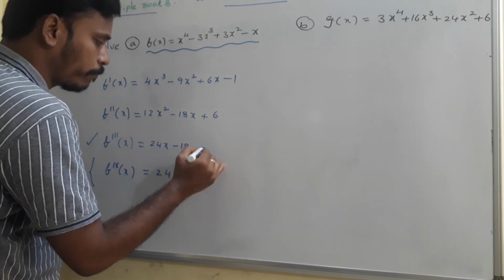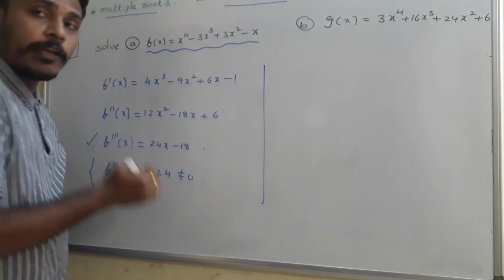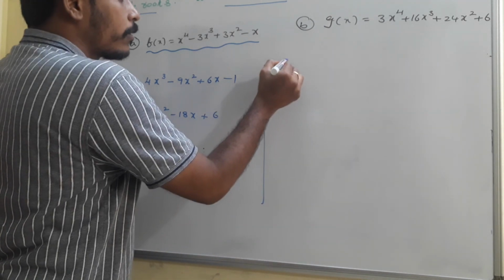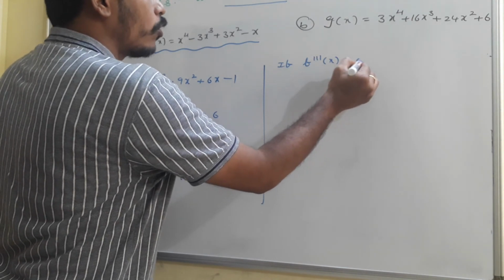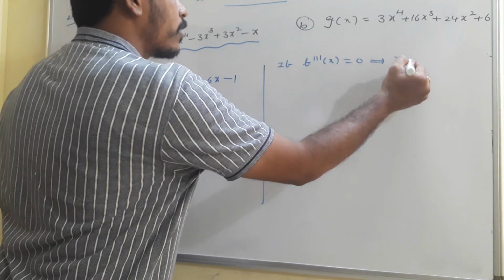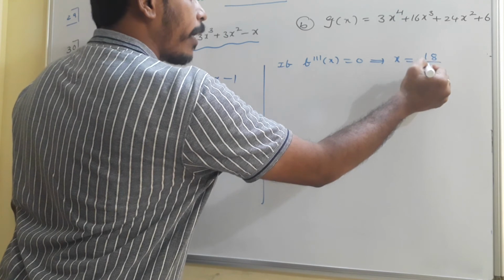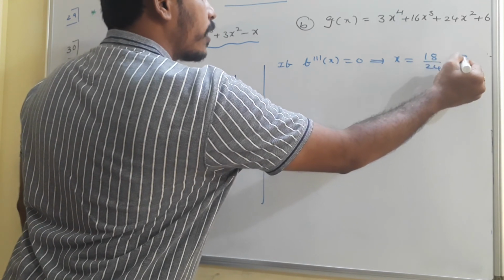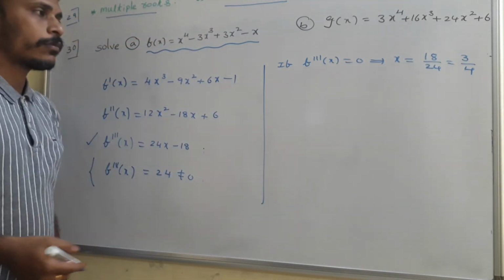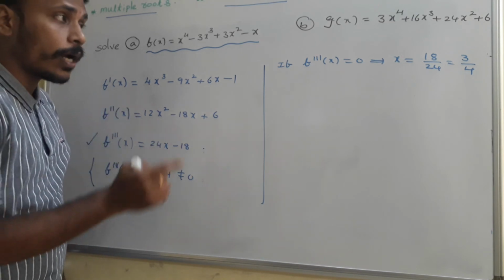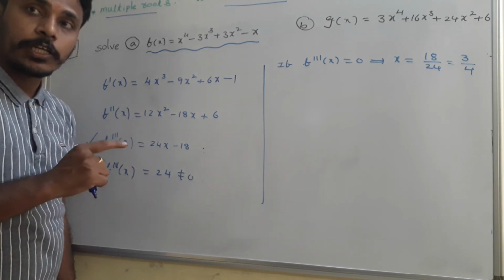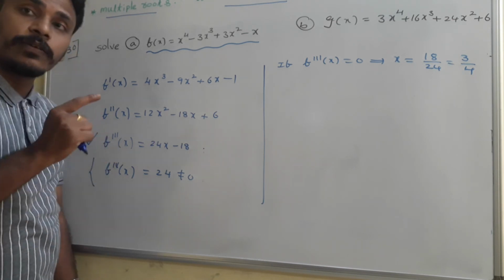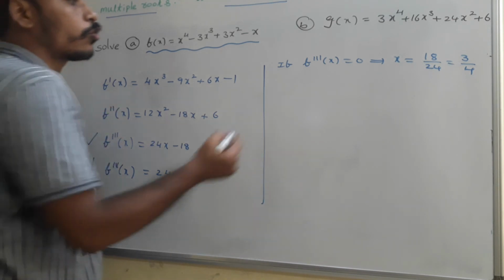See if it is 0, okay, if f triple derivative of x is equal to 0, then the value of x is equal to 18 by 24, and you may say that 3 by 4. Okay, we need to check whether f double dash of 3 by 4 is 0 or not. Actually, this third derivative is 0 only at x equal to 3 by 4.